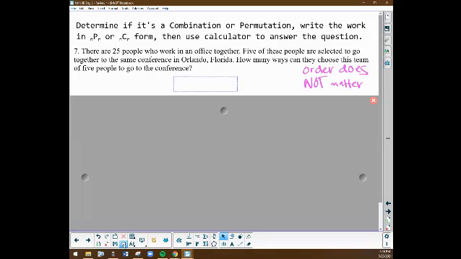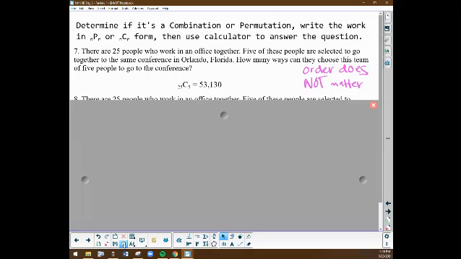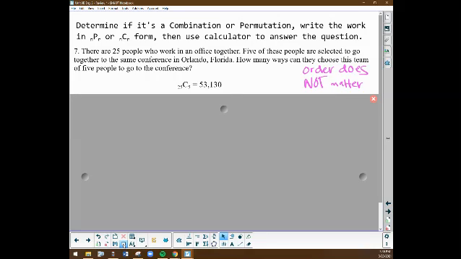There are 25 people, and I want to choose 5 of them. So we write the formula: 25C5, and we get 53,130. Okay, I think the hardest part is determining whether it's permutation or combination. Once you know that, then you can write the formula and use your calculator.